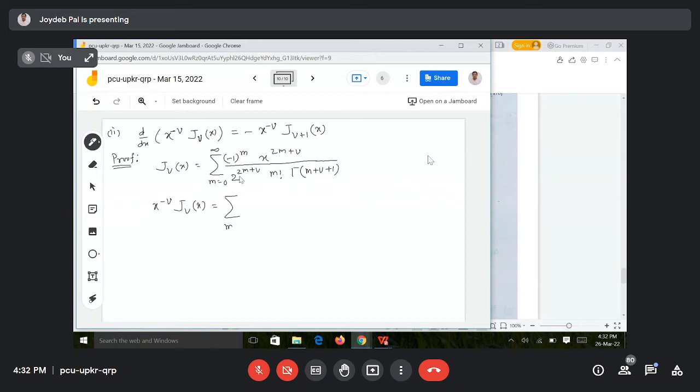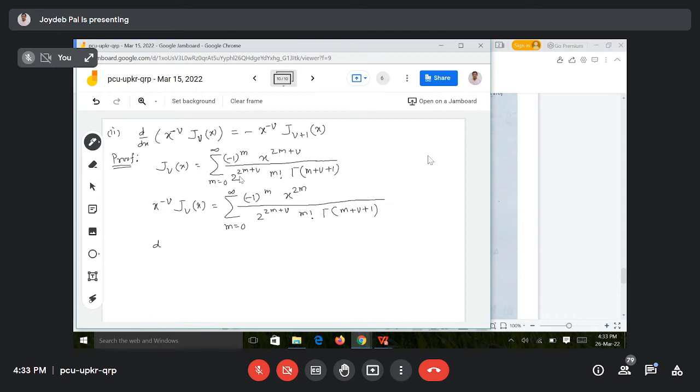Then it will be minus 1 to the power m, x to the power 2m, isn't it? x to the power 2m plus nu into x to the power minus nu. So it is x to the power 2m over 2 to the power 2m plus nu, m factorial, gamma m plus nu plus 1.